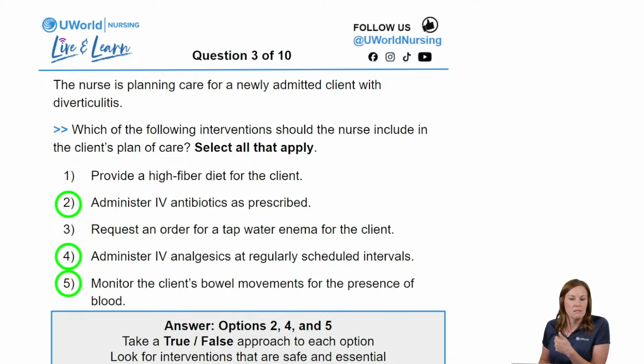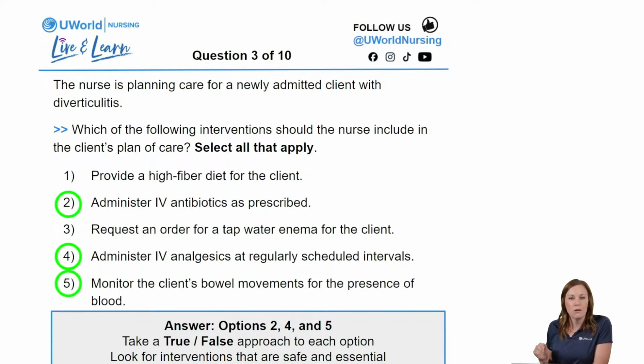Interventions for this, it's going to be antibiotics. They're going to become infected and inflamed. We want to help process that infection. We also want to administer pain medicine. That inflammation in our intestines is going to cause a lot of abdominal pain, so we want to manage that. And we also want to monitor for the presence of blood. That can indicate any type of perforation or rupture.